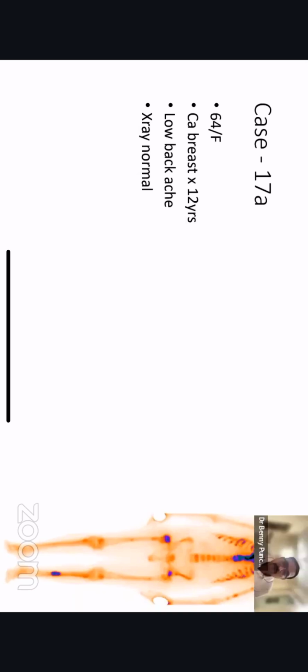Yes, sir. You have heard that bone metastasis happens through Batson's plexus. What's the peculiarity of this Batson's plexus? How will you describe it? It's a valveless plexus. Any more description? It is a high flow, low pressure, valveless system. Understand?